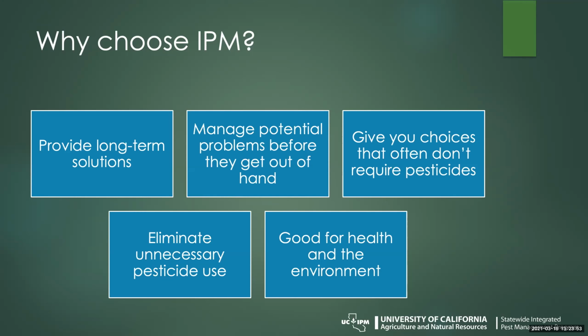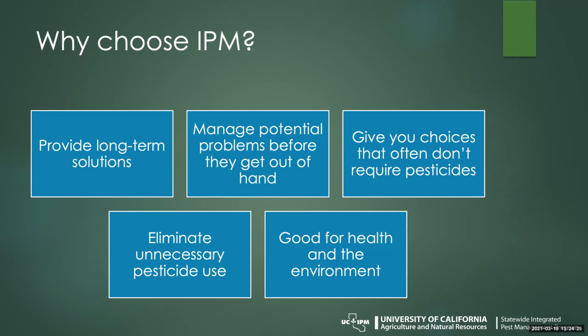But around the home and garden, we don't want to be spending a whole bunch of time just battling the pests in our gardens and homes. We want some long-term solutions so that we can do other things. And so that may be managing these potential problems before they get out of hand and there's a big infestation. IPM gives us choices that often don't require the use of pesticides. And so I'll talk about some components of IPM and where pesticides may fit in.